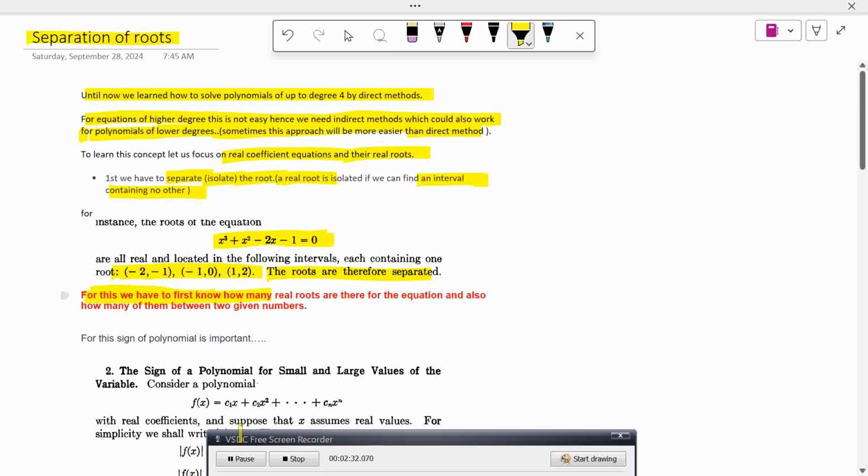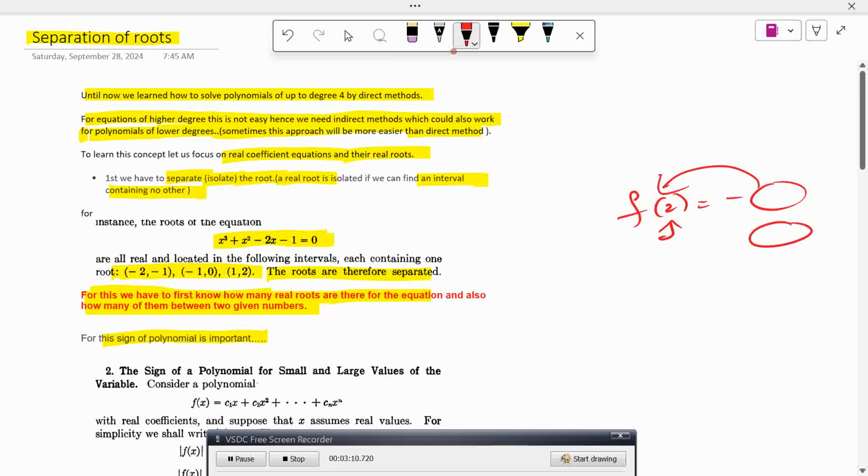So for this we first have to know how many real roots there are for this equation. Then only we can separate them. And also how many of them lie between two given numbers. These all concepts we should know. For that, the sign of a polynomial is important. What is the sign of a polynomial? If we put some value, say 2, and we get a negative number, then the polynomial sign is negative for this particular value. And if we get a positive value, then the sign is positive.